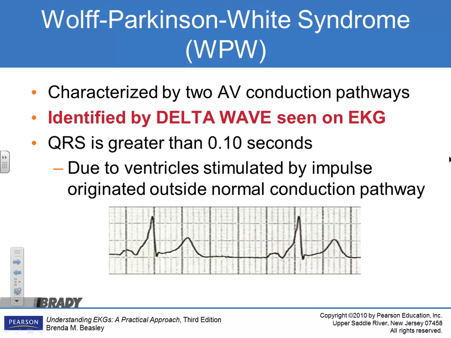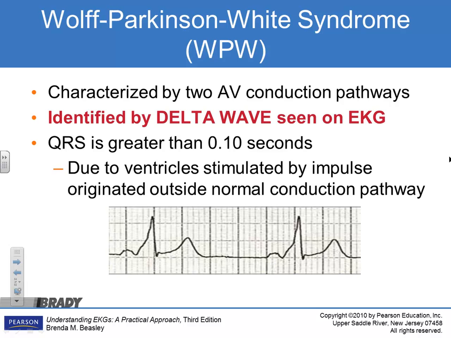But usually what we've got here is 2 pathways that are competing. And we'll usually see this because of a delta wave. The QRS is greater than 0.10. So you'll always see some kind of widening here on the QRS. The delta wave is this little slant that goes up to it on this particular one. So you usually recognize WPW because of this slope that goes up to the QRS complex. And your QRS will be a little bit wide because you got a different pathway there.